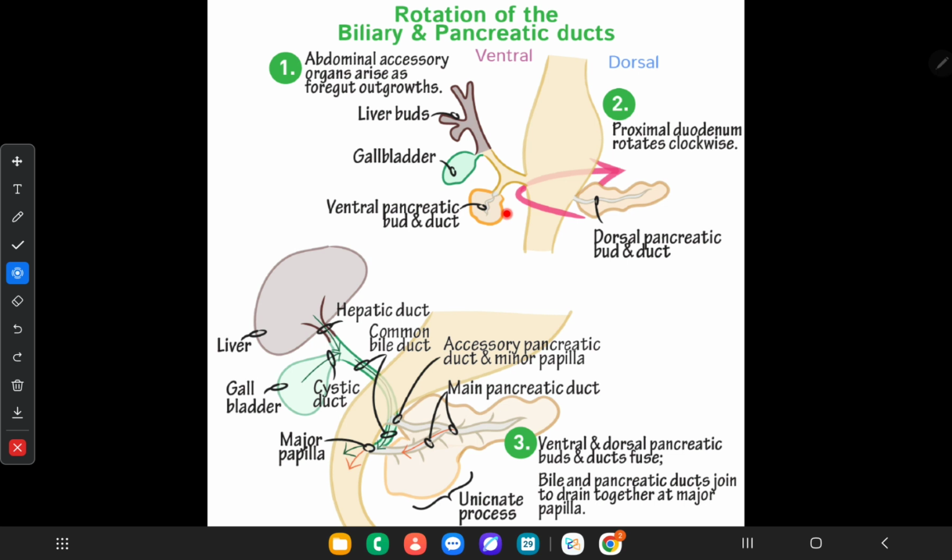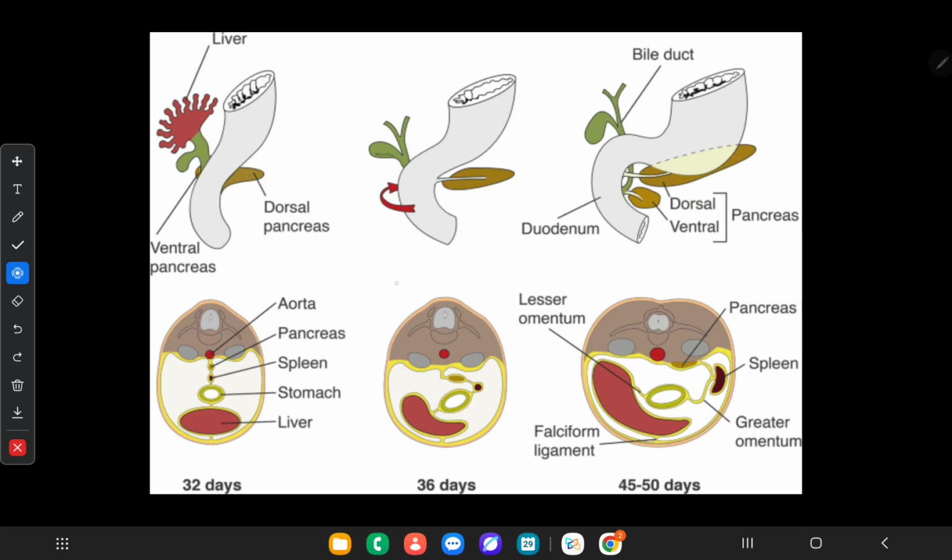Those two buds originate from the endodermal lining of the duodenum. The dorsal pancreatic bud is in the dorsal mesentery and the ventral pancreatic bud is close to the bile duct. Here you can see the bile duct. Here also you can see the ventral pancreatic duct and the dorsal pancreatic duct.